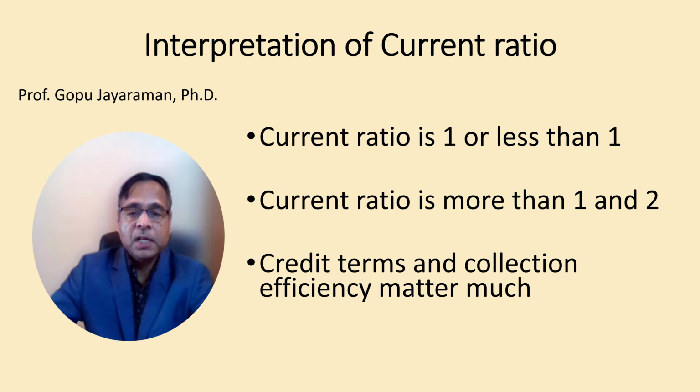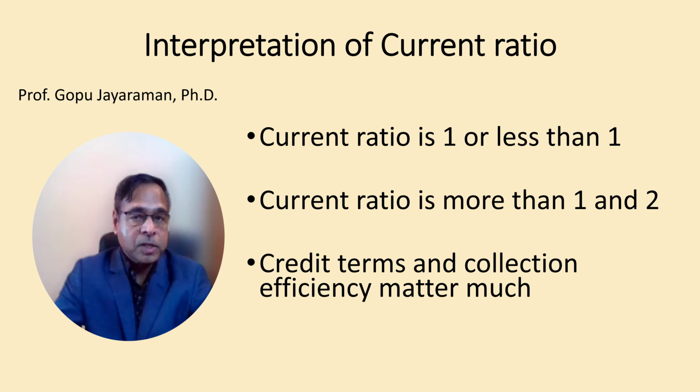To know the real financial condition of the company, interpretation of current ratio is very important. When current ratio is 1, it indicates the current assets are equal to its current liabilities. It is balanced. When current ratio is more than 1, it means the current assets are more than its current liabilities. It indicates a better short-term financial condition of the company.